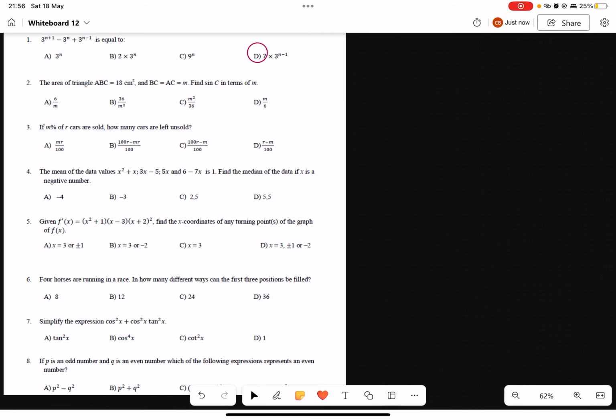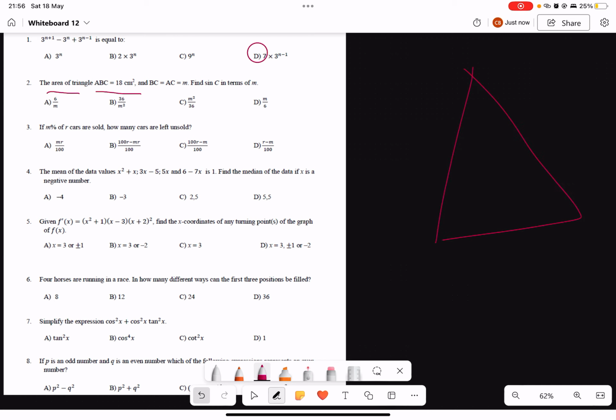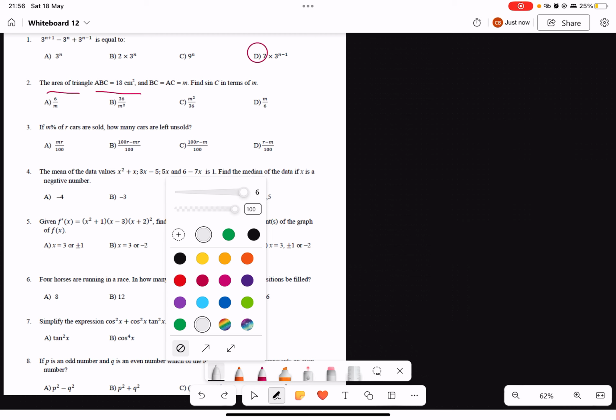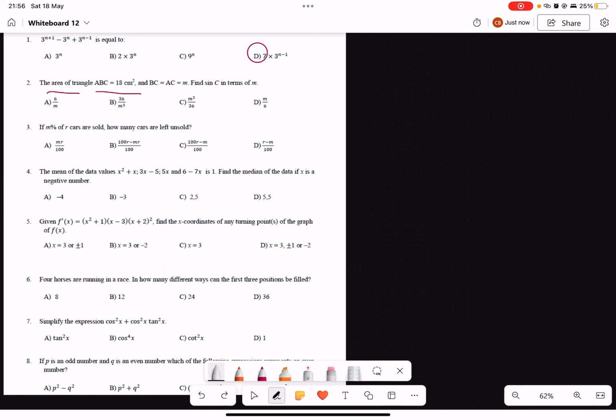So number 2, they say the area of a triangle ABC is that. Okay, let me draw the scenario here. So we have a triangle here. Okay, wait, let's make it this way. We need it to be bigger. Okay, sharp. So we have a triangle here, ABC.